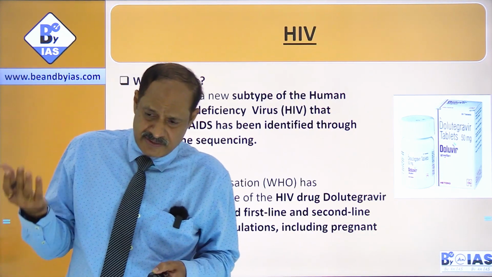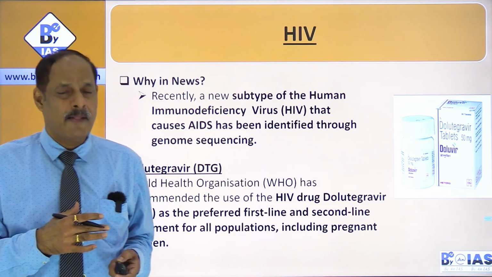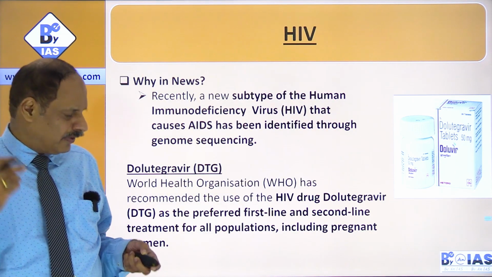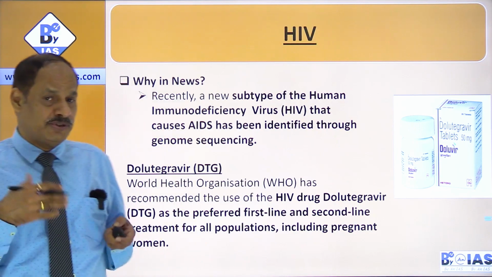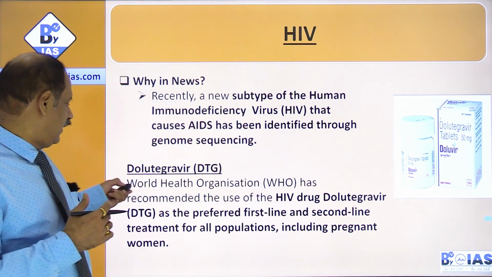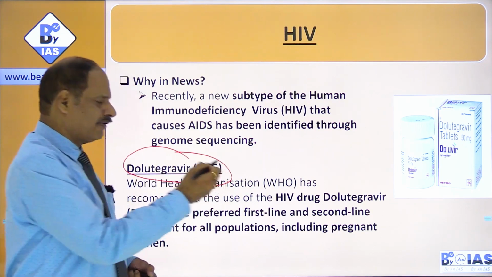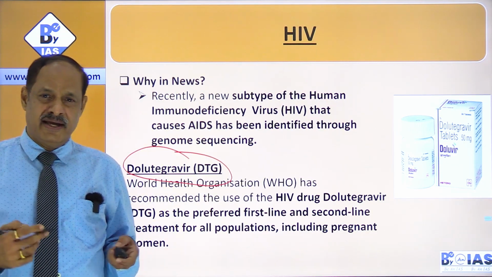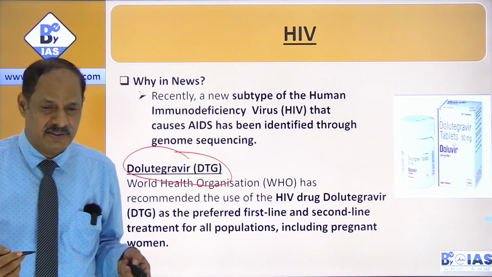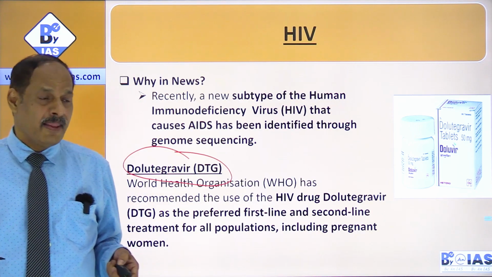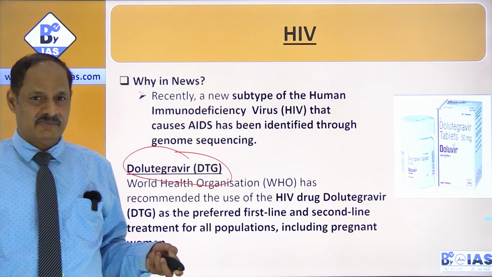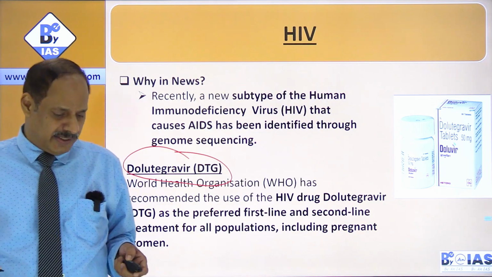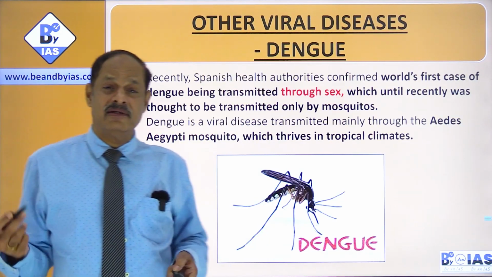And then HIV. HIV has again been in the news. One, because a subtype of this human immunodeficiency virus has been found. And also recently the WHO has recommended dolutegravir. This is a drug which can be administered for treatment of AIDS, both as a first line and second line drug. So this is a very important development as far as the treatment of AIDS is concerned, because otherwise there used to be a combination of drugs which the patient had to take.